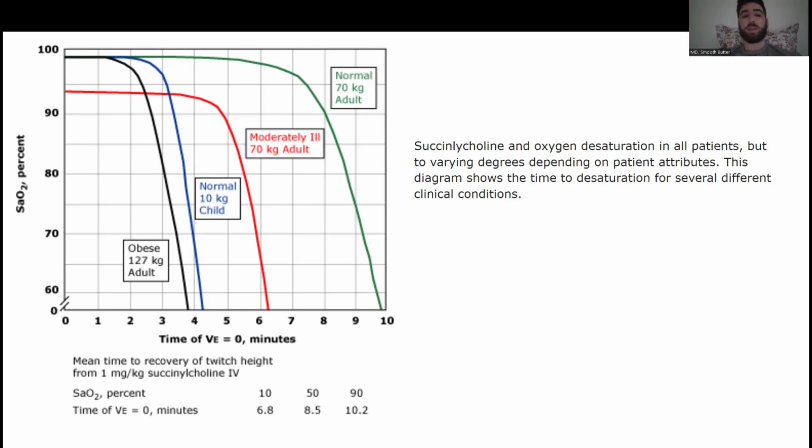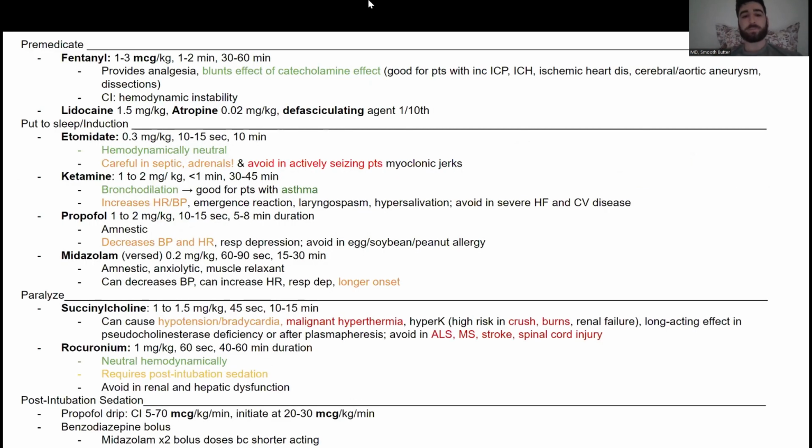And this number changes with obese adults. You can see for an obese adult, you only have between two to 3 minutes for the oxygen saturation to drop. And for a moderately ill adult, you'll have between 4 to 5 minutes until the oxygen saturation begins to drop. This is the master slide.